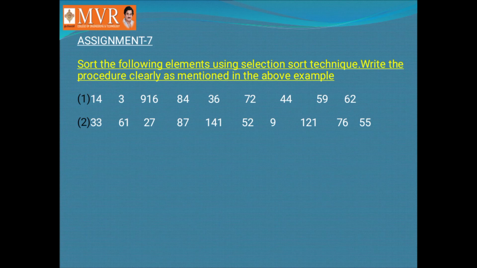Here is an assignment for you. Sort the following elements using the selection sort technique. Write the procedure clearly as mentioned in the above examples. Also write their algorithms. This is a simple assignment for you. Solve these two sums and also the problems I have given as examples in this PPT, so that you will get a clear idea of the selection sort technique, and submit to me in 2 days.